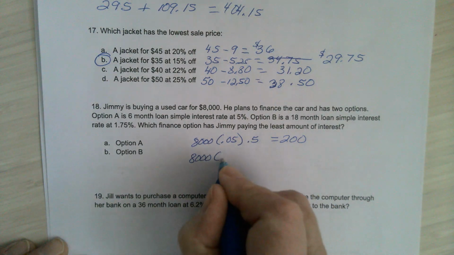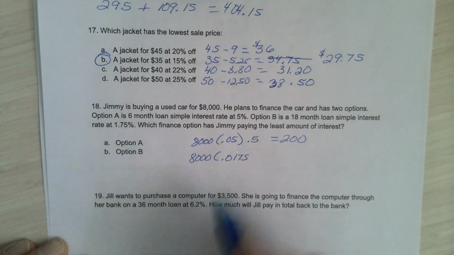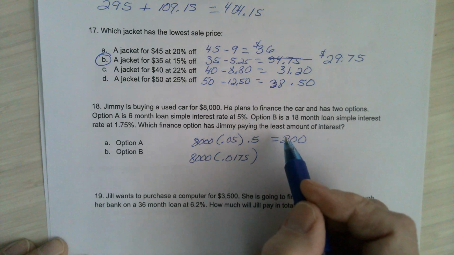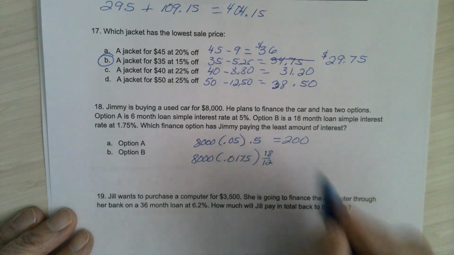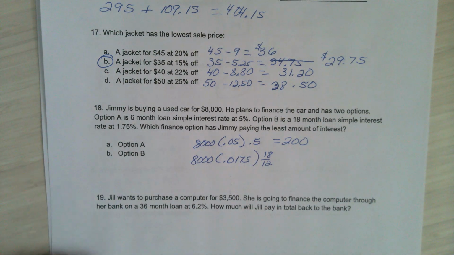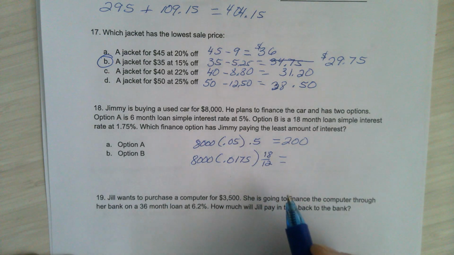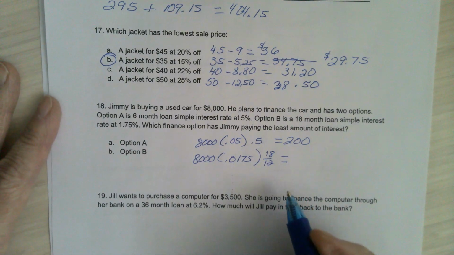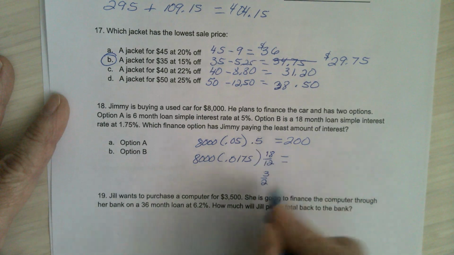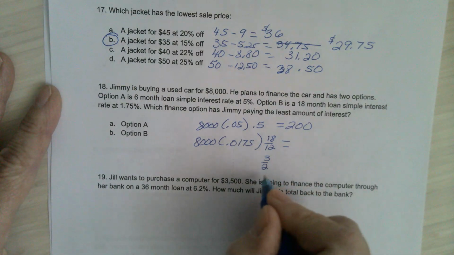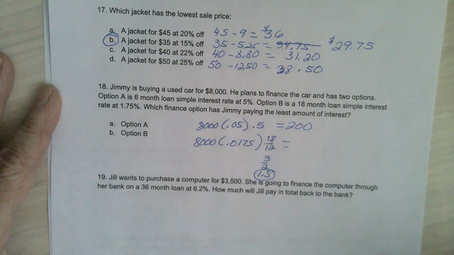Option B, you're going to have 8,000 times 0.0175, because you have to change your percent to a decimal, and it is for 18 months, so 18 over 12. Okay, does everyone understand why I put 18 over 12? Yeah. Now, since you can use calculators, you don't have to simplify it, but sometimes it's easier to simplify. If you do, you say, oh, 6 divides them both. That'll be 3 halves. And another thing that you could write for 3 halves is 1.5.